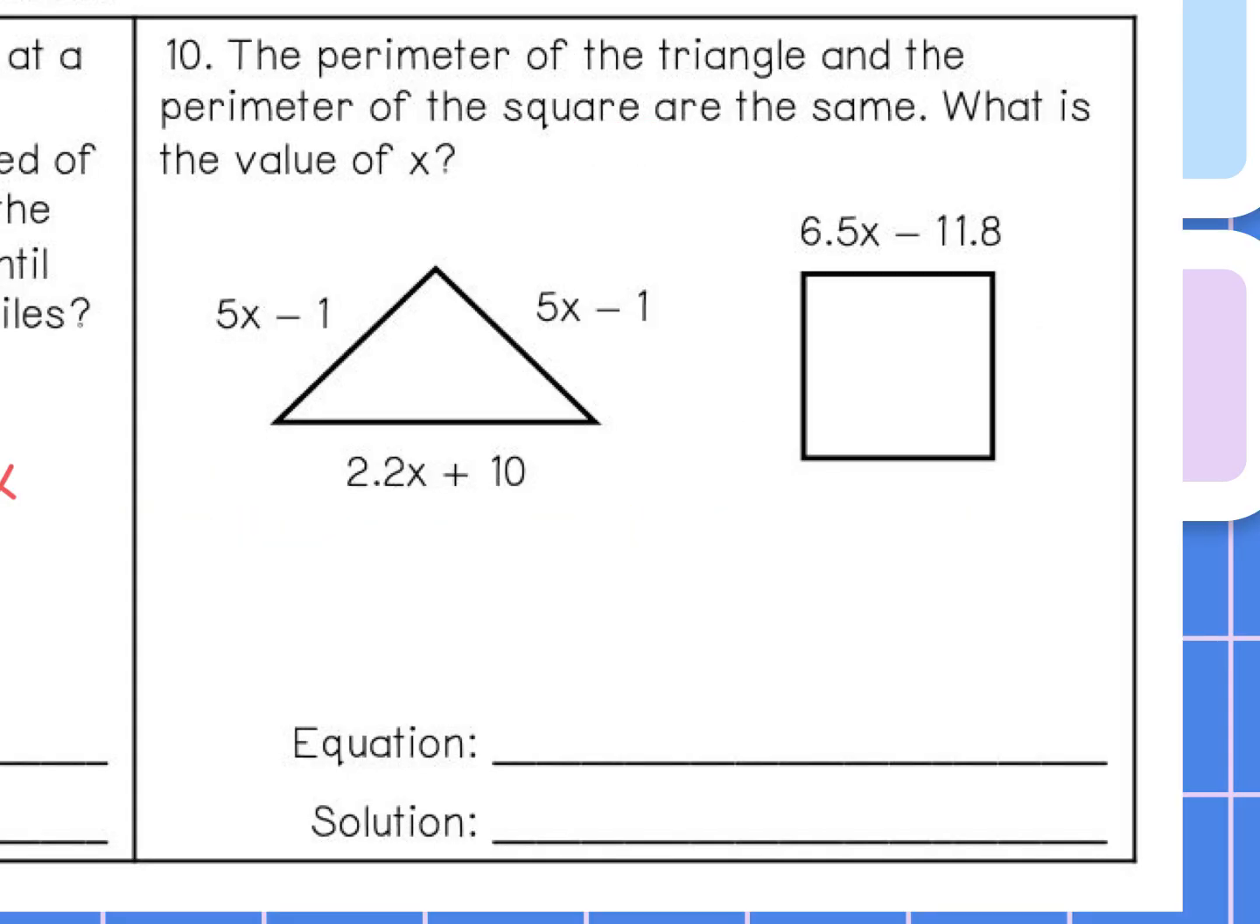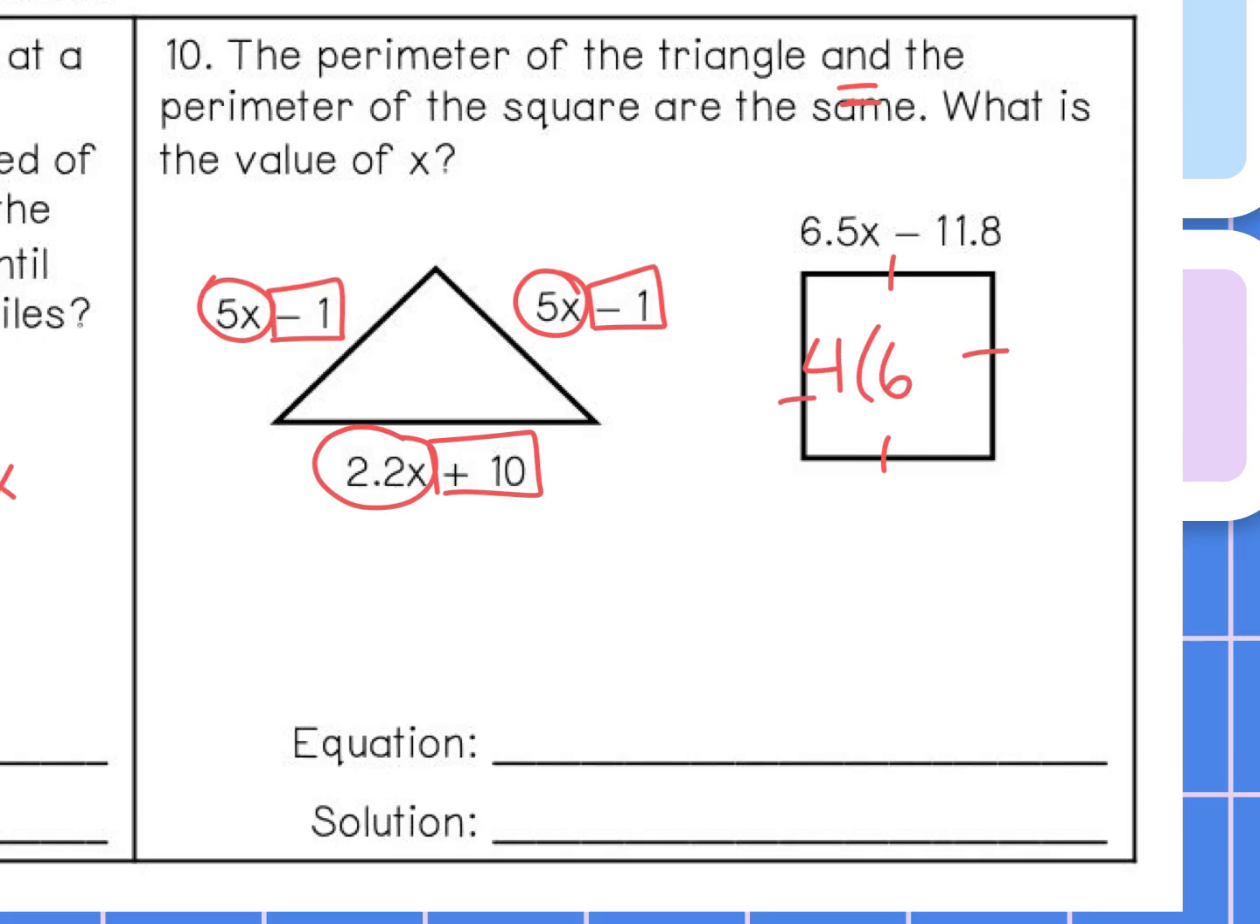We talked about perimeter yesterday. So the perimeter of the triangle and the perimeter of the square are the same. We just said same means equal. How are we going to do this? So the one on the right has 4 sides. So you put it in parentheses and then put a 4 in front of the parentheses. Very nice. All right, so this one, because it's a square, all the sides are the same. We can say 4 times 6.5x minus 11.8. We can do that.